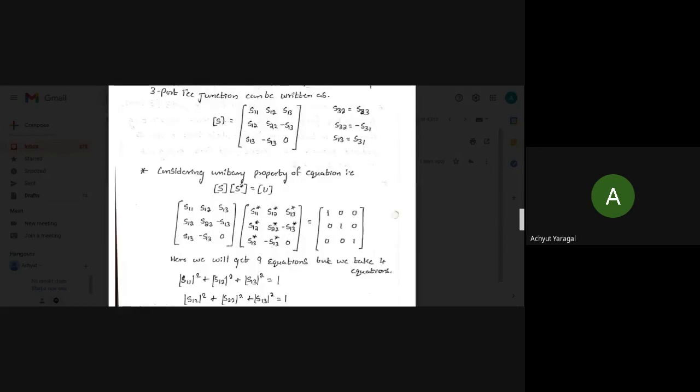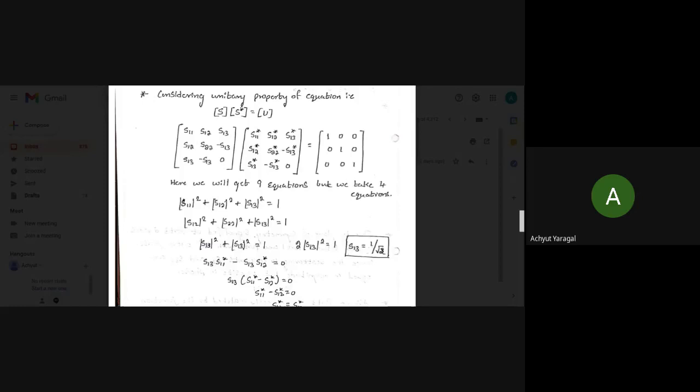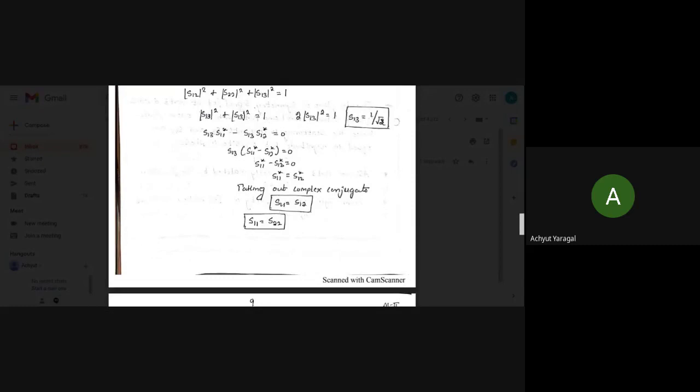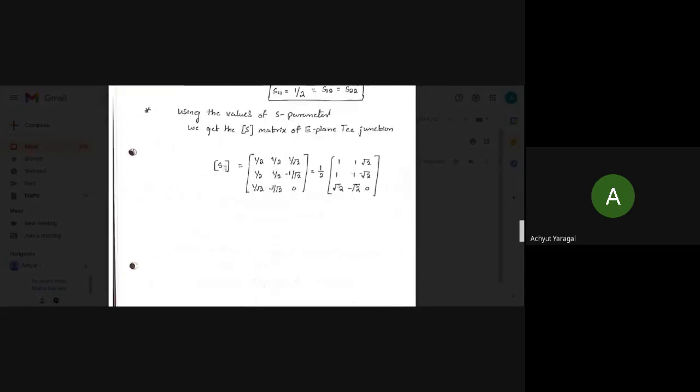With these three equations, after that we have to consider the unitary property here. The unitary property is S into S conjugate is equal to the unitary matrix, that you have to mention here, and then take the four equations here. With the help of the four equations, you can derive all the terms, that is S11 to S33 values, and then you can substitute those values into the S matrix here. You will get the S matrix for the E plane T junction.